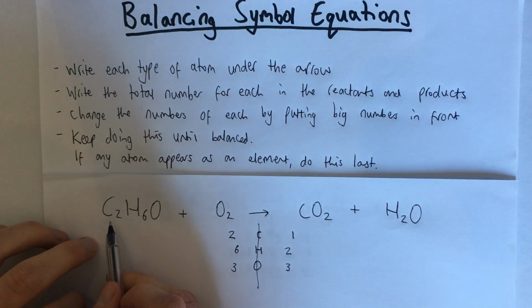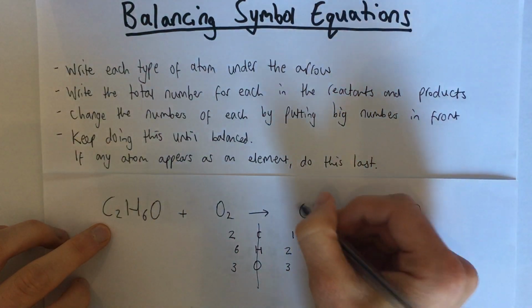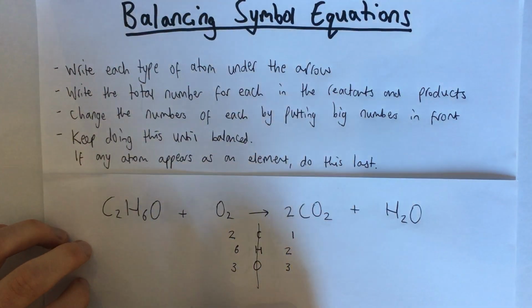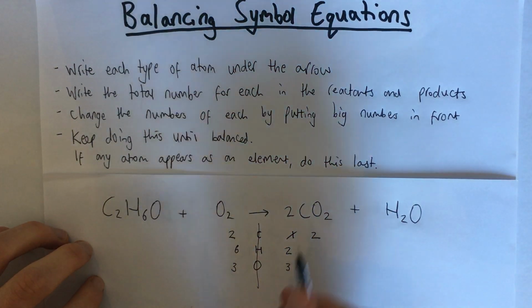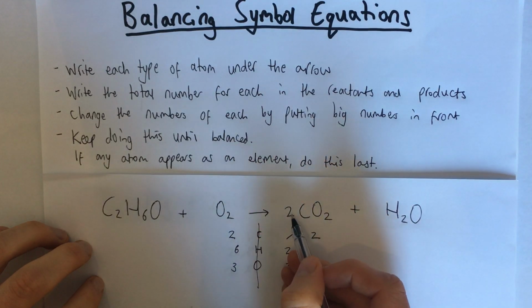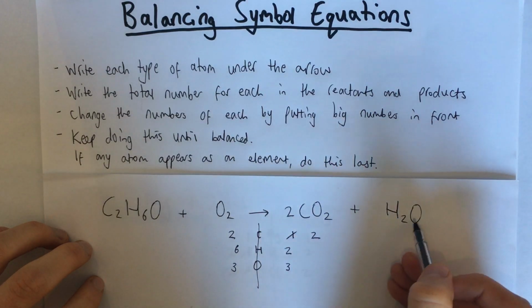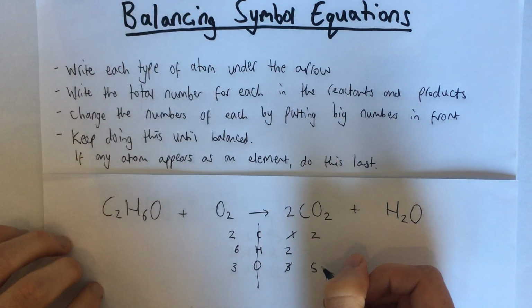So let's do carbon. Got 2 on this side and 1 on this side. So I'm going to put a 2 there. So there's now 2 carbon atoms, but that's also changed the oxygen atoms. So now in total for oxygen, I've got 2 times 2, which is 4, and the 1 there. So I've got a total of 5 oxygen atoms now.